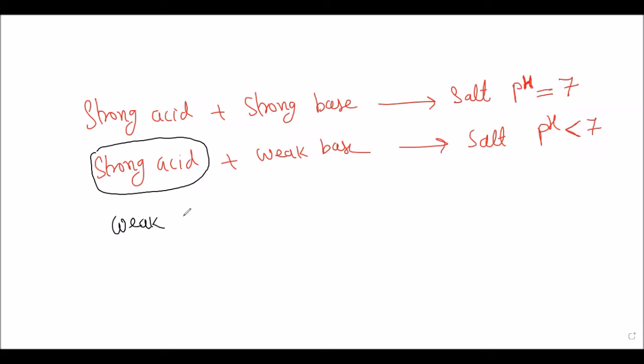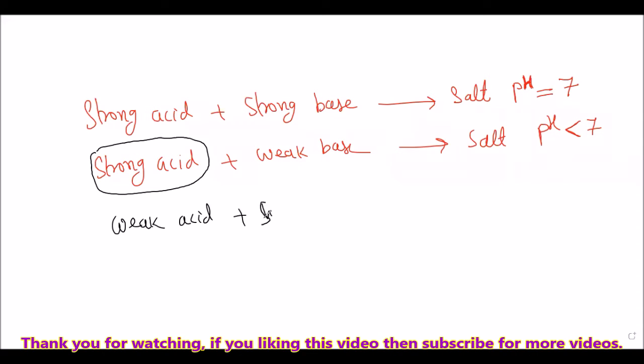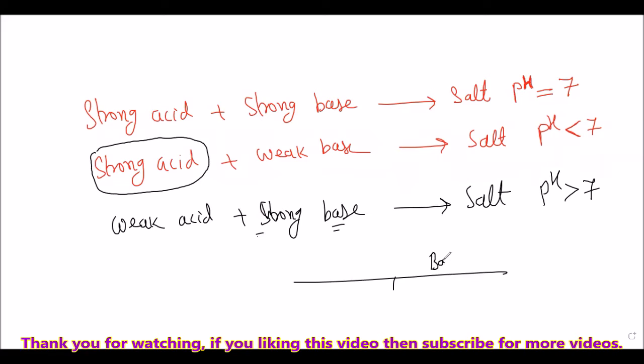Suppose now you are adding a weak acid plus a strong base. Weak acid plus strong base, then what salt will you get? Greater than 7, exactly, because you have a strong base. You know the base range on the pH scale is 7 to 14. That is why, when the base is strong, the pH of the salt is greater than 7.